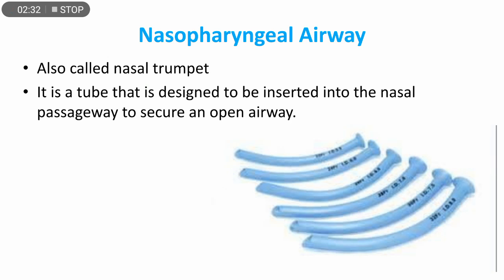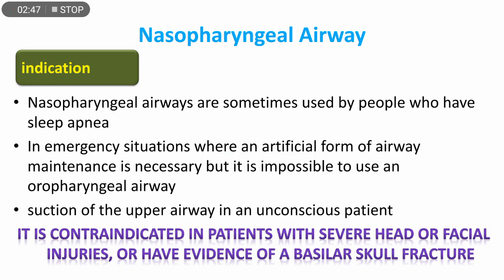Another type of airway is the nasopharyngeal airway, also called the nasal trumpet. It's a tube that is designed to be inserted into the nasal passageway to secure an open airway. Indications for nasopharyngeal airway: nasopharyngeal airways are sometimes used by people who have sleep apnea, and in emergency situations where an artificial form of airway maintenance is necessary but it is impossible to use an oropharyngeal airway, such as oral bleeding.